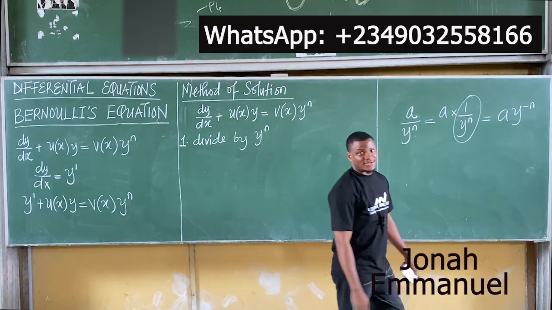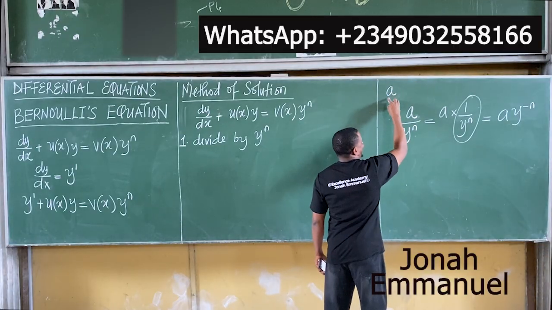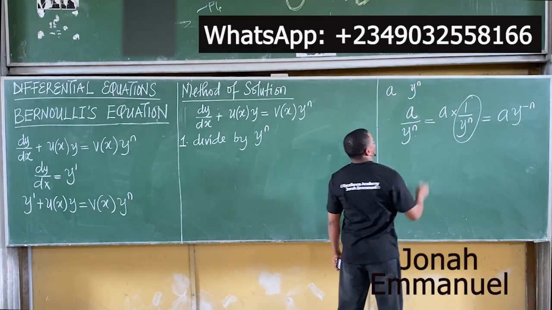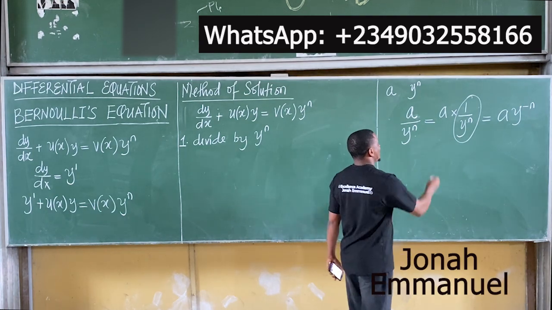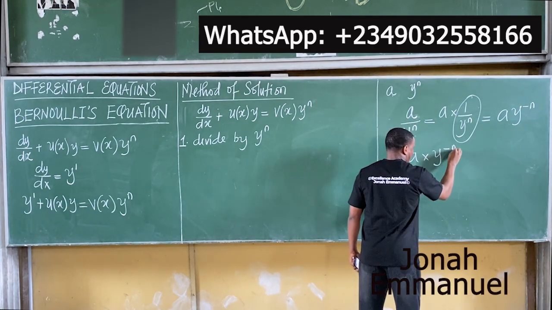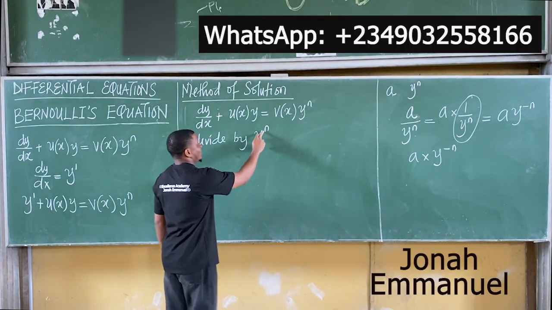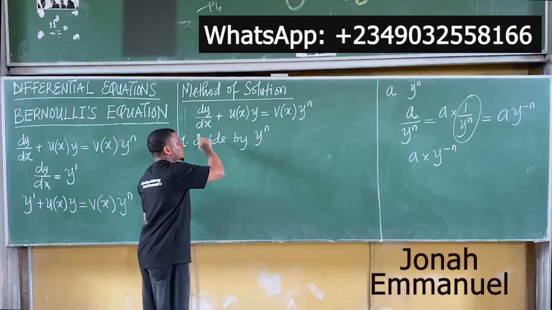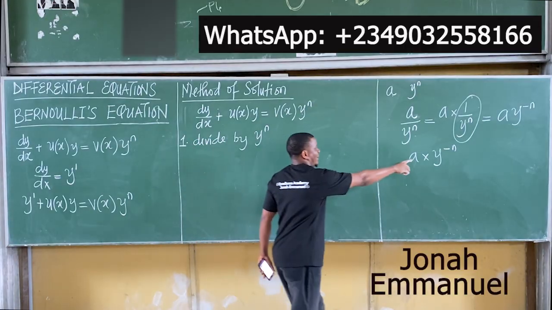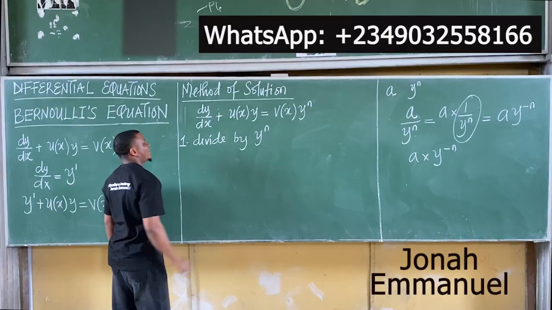So here's what I'm trying to say. If I say divide a by y to the power n, it is still the same thing as saying multiply a by y to the power minus n. It's the same concept. So if I say divide through by y to the power n, it's the same concept as multiply through by y to the power minus n.